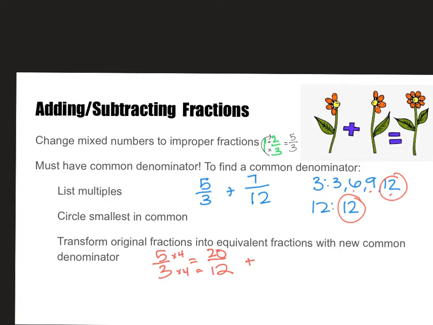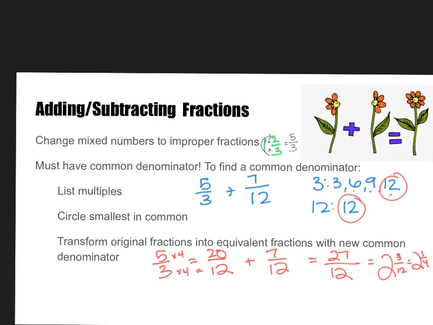We're going to add that to 7 over 12 because we didn't need to change anything there, right? It was already 12 as the denominator. So we add straight across. 20 plus 7 is 27 over 12. And now we do want to change it back into a mixed number. So 12 goes into 27 2 times with how many left over? It's going to be 3 over 12, which is 2 and 1/4 when we divide. We want to simplify all the way down. So we know that 3 goes into 12 four times. So we simplified it all the way.